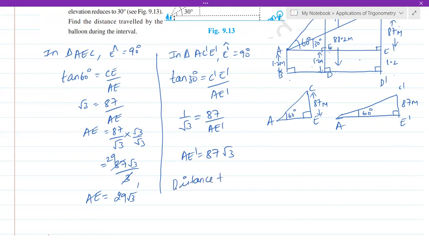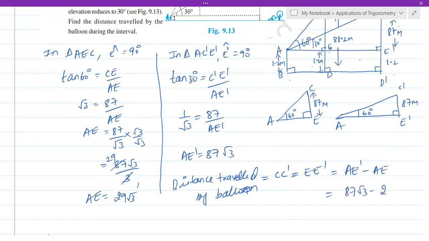Distance traveled by balloon. From the figure, it is actually equal to CC dash, but CC dash is actually equal to EE dash. And EE dash can be found by subtracting AE from AE dash. That is AE dash minus AE gives you the value. AE dash is 87 root 3 minus AE is 29 root 3. Therefore, this gives you 58 root 3 meters. That is the distance traveled by the balloon.